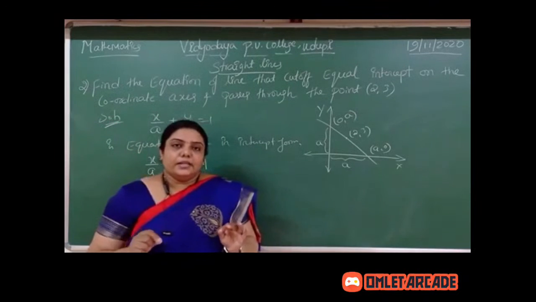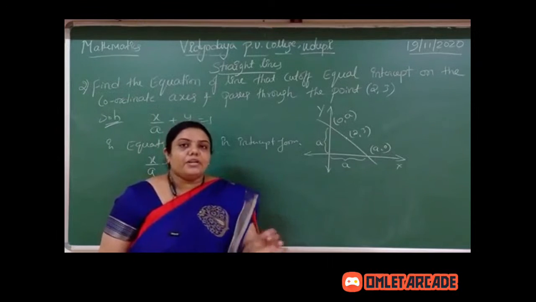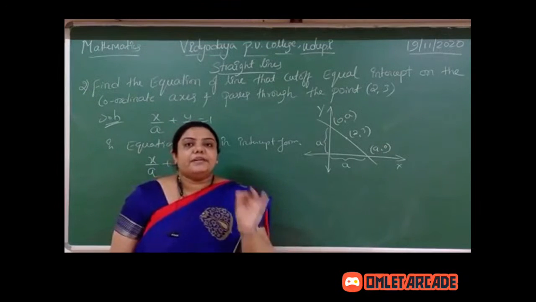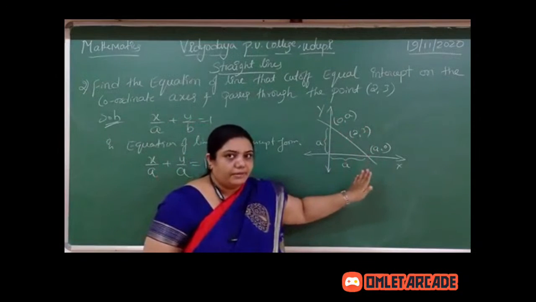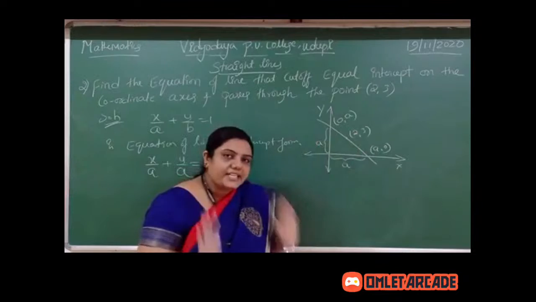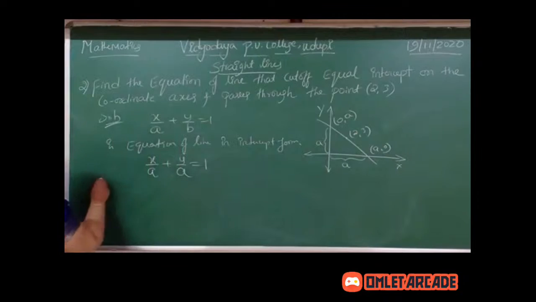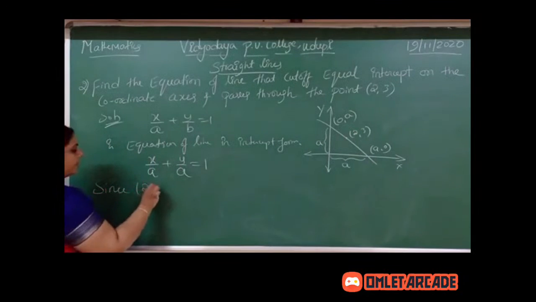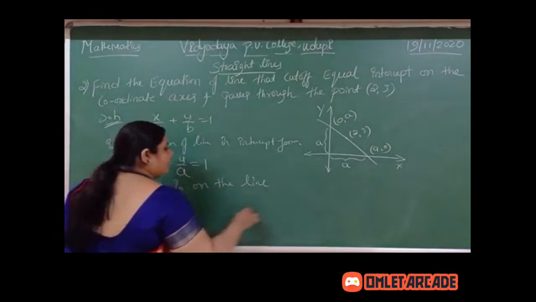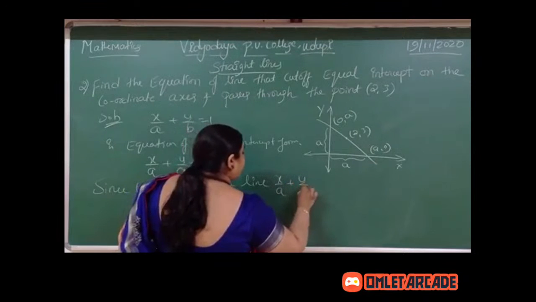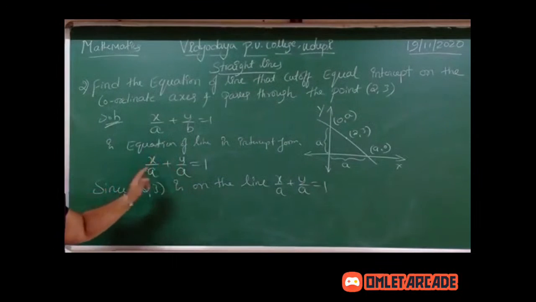If any point is on the curve, it can be a line, circle, whatever, then that point should satisfy the equation of the curve. Here, the point (2, 3) is on the line. This is given. Then this point should satisfy the equation of the line. See what I am writing. Since (2, 3) is on the line x by a plus y by a is equal to 1, isn't it? Now this is the equation, right?